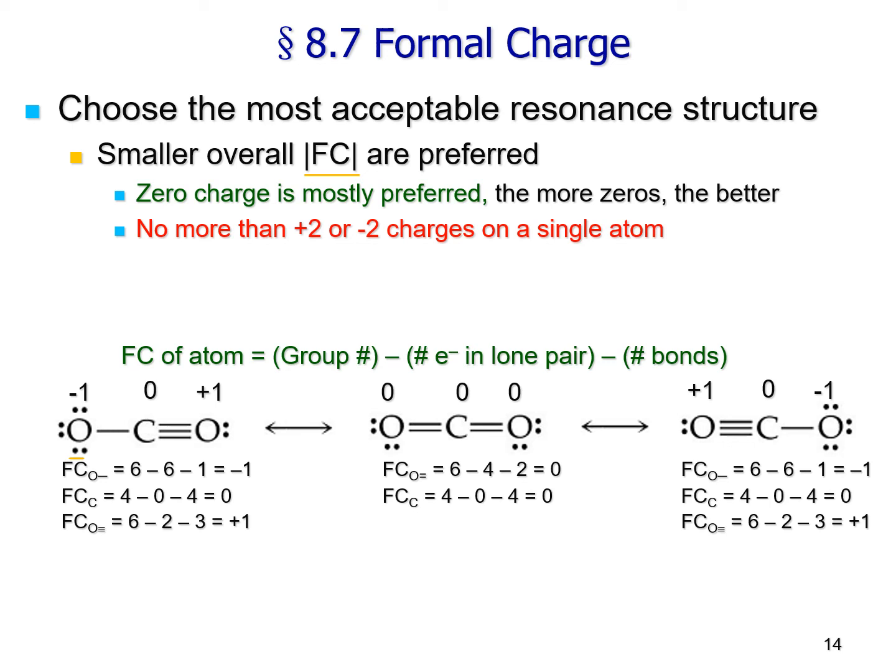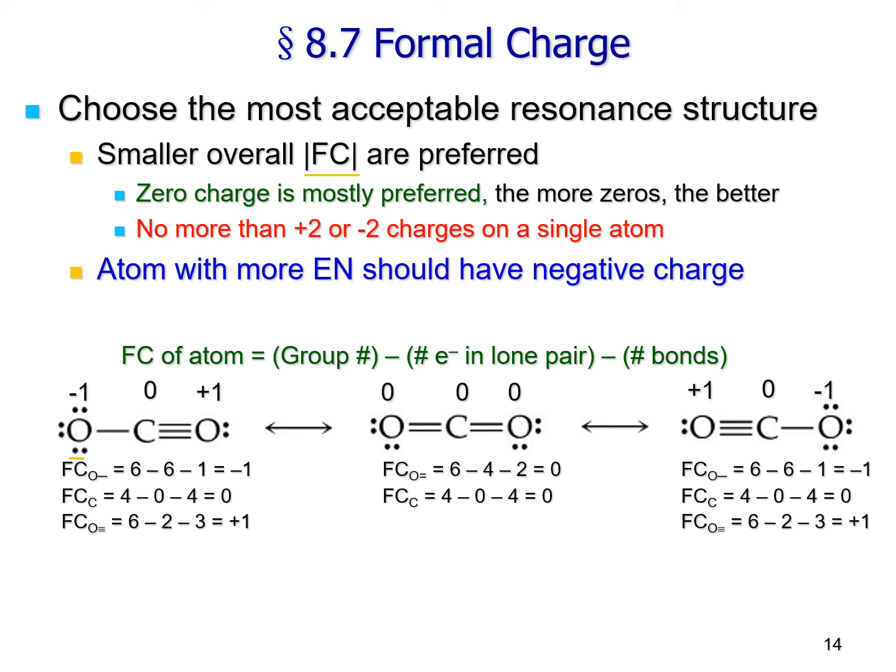There's going to be no more than +2 or -2 charge on a single atom. The rationale for this is we're talking about a covalent bond. How much more charge can we get, right? There's got to be a limit. Because if we build up too much charge on one atom, we should think about ionic bonding instead. So we put a limit, +2 or -2 charge on a single atom, when we apply our calculation of formal charge to it.